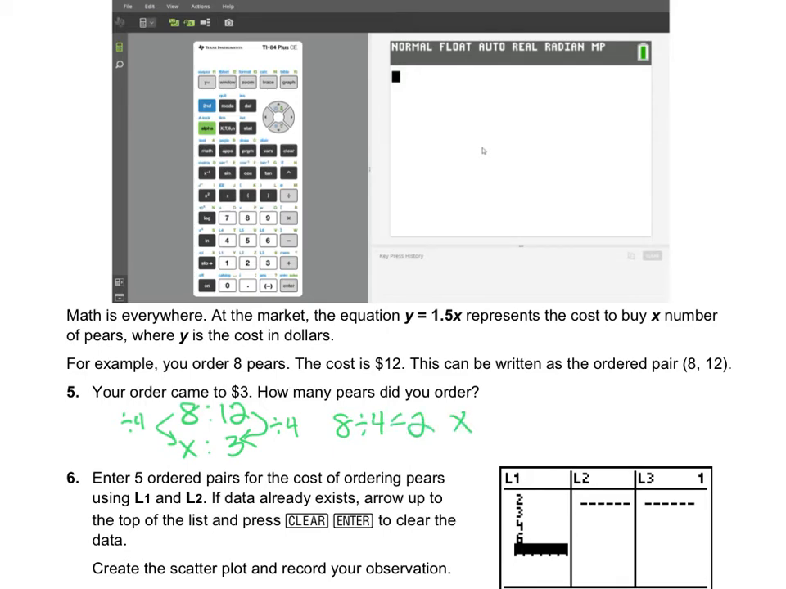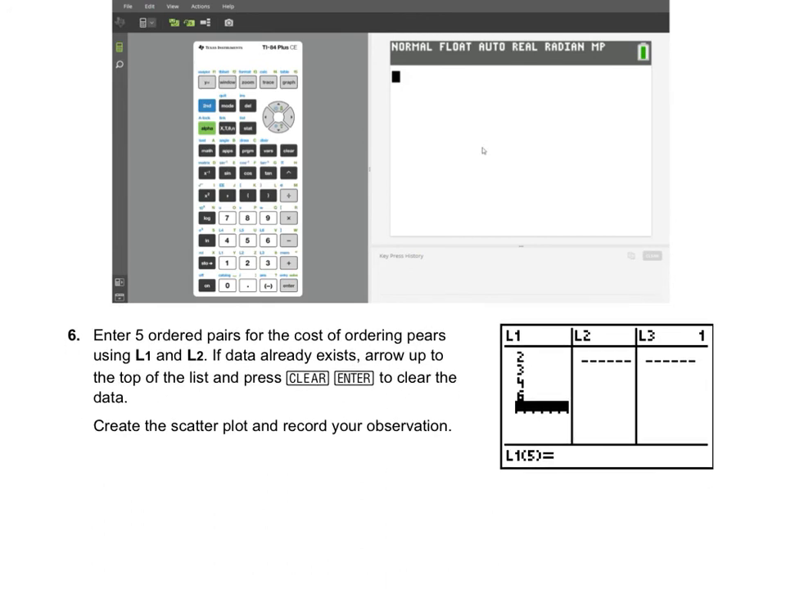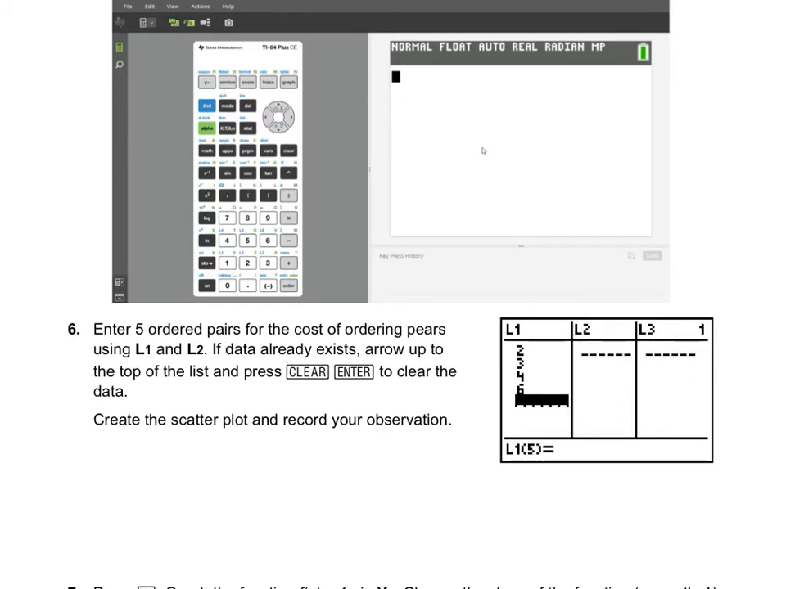Now let's take it a step further. Let's check out number 6 here. And I'm going to pass it along to myself, who did a screen recording. The audio will sound a little different, so forgive me. Oh, and you'll need your calculator for this to follow along.